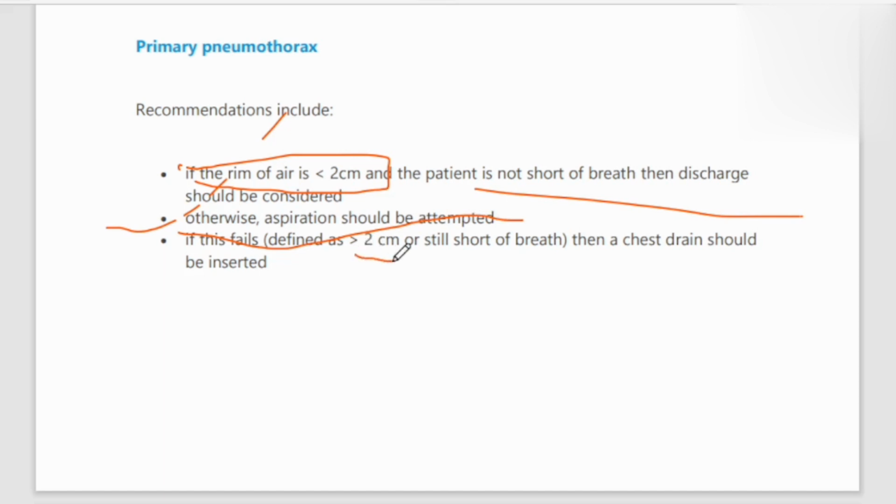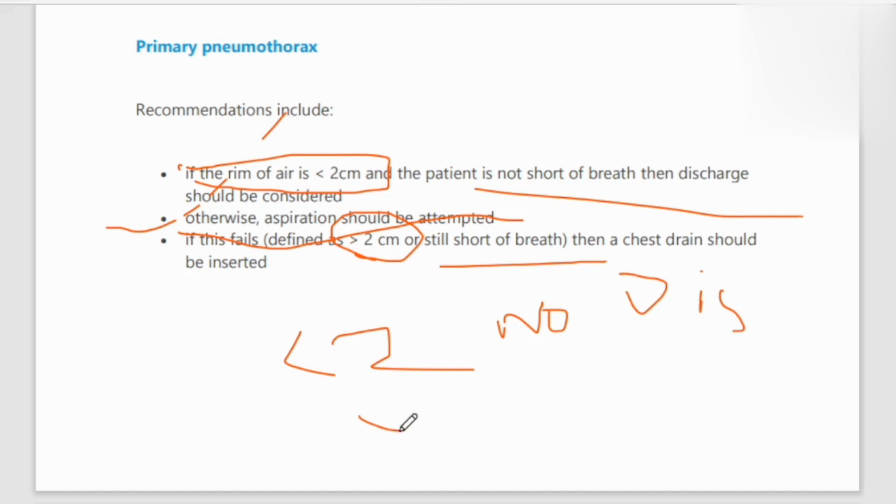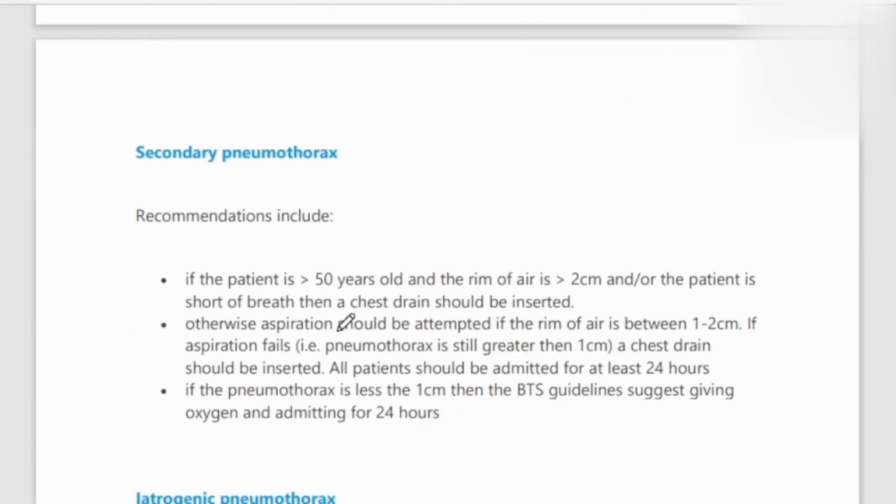If the rim of air is less than 2 centimeters and the patient has no shortness of breath, then discharge to home. Otherwise, aspiration should be attempted. If it fails, defined as more than 2 centimeters and the patient has shortness of breath, a chest tube should be inserted. If less than 2 centimeters and not short of breath, discharge to home.